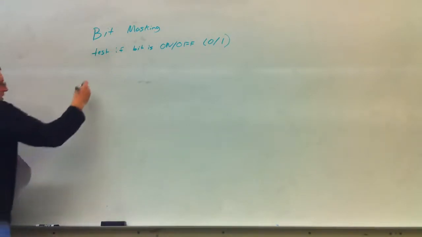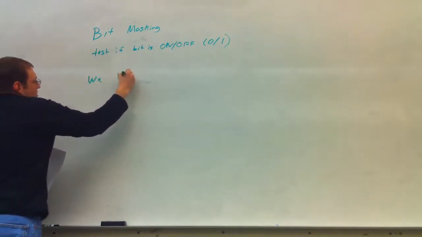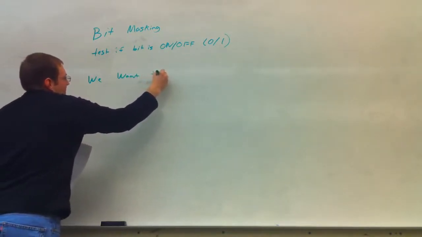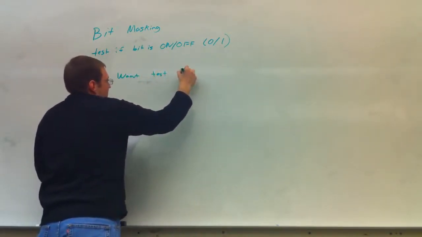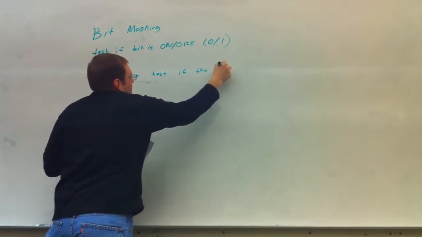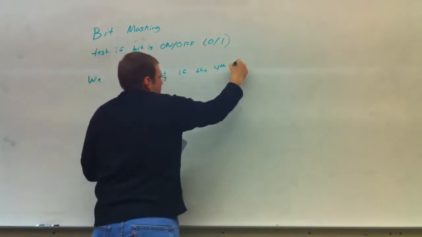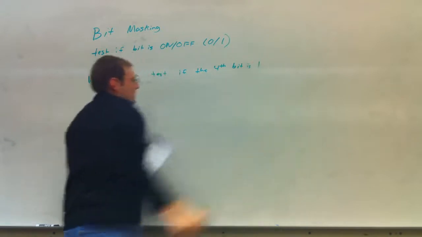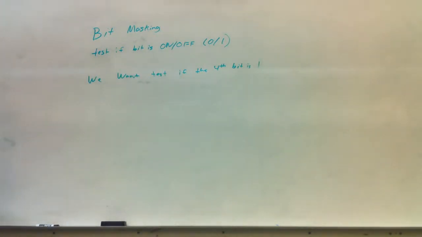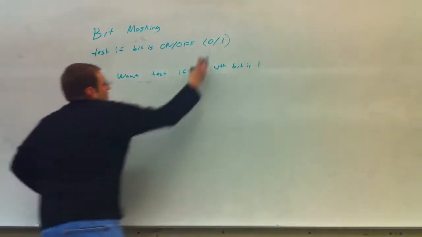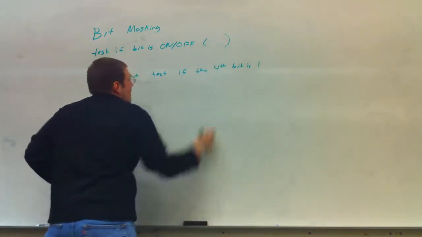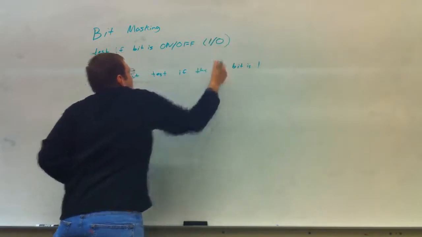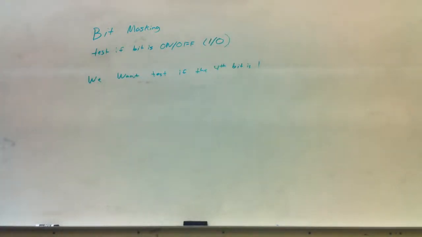So basically, I want to test if the fourth bit is 1. The idea is how I can test if the bit is 1. Is it on or is it off? We're going to say 1 is on. So I'll put that on for a second. It's not true in all cases. It depends on who built the architecture you're working on.